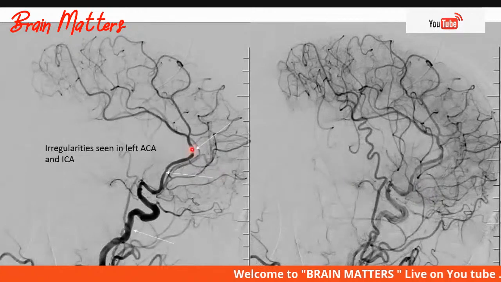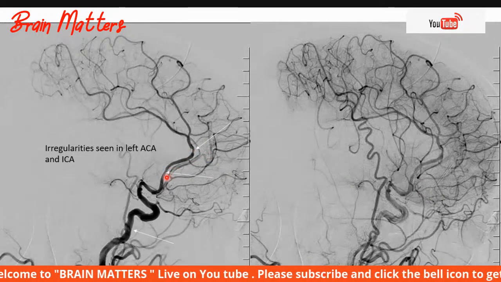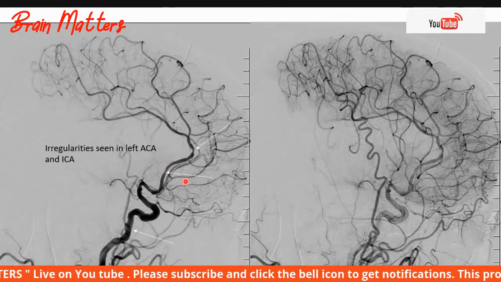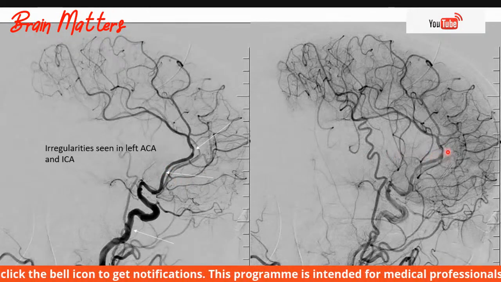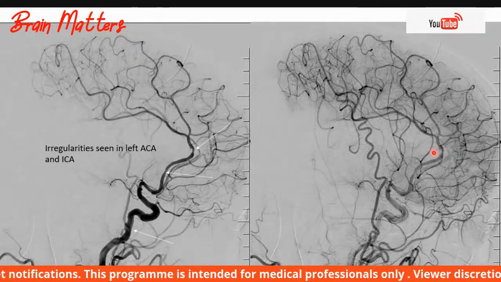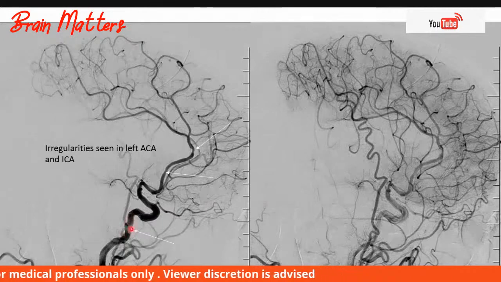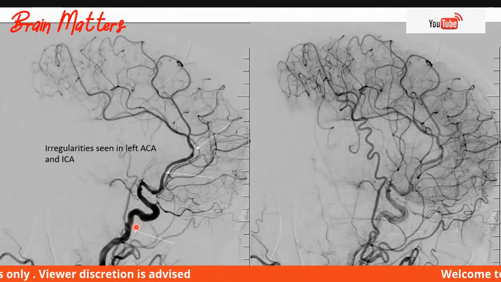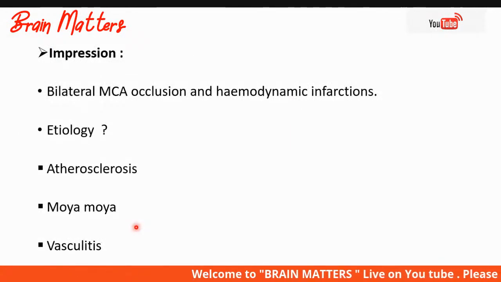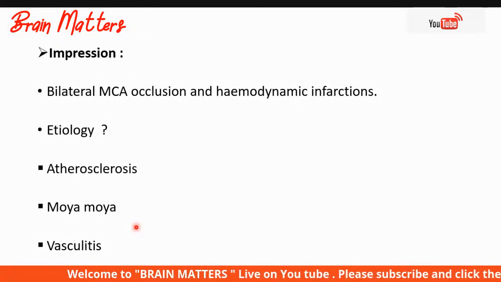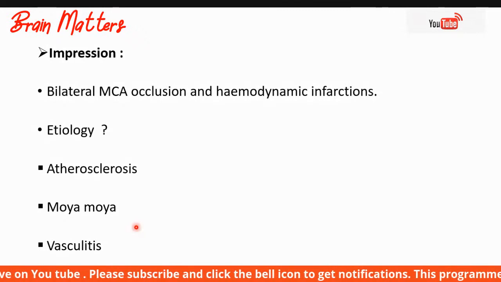Coming to careful evaluation of these DSA images, there were a few irregularities in the left ICA and left ACA also. Except for this, there are no other major abnormalities in the vessels. So the impression was bilateral MCA occlusion and hemodynamic infarctions.